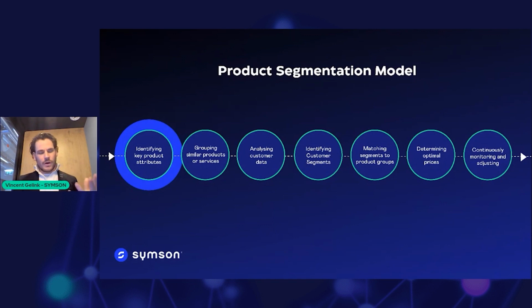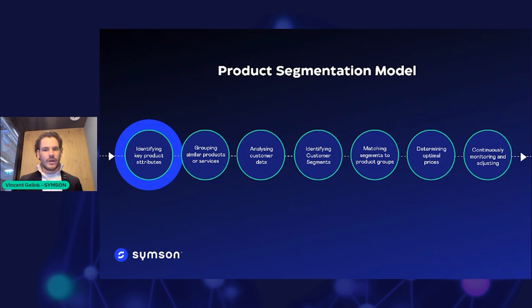Once the product groups are formulated and the customer groups are formulated, we move, of course, towards the matching of those two. So it can be the case that we assign multiple product groups to multiple customer groups, but it can also be that one product is assigned to multiple customer groups or multiple customer groups to one product. So there's a lot of combinations there, of course.